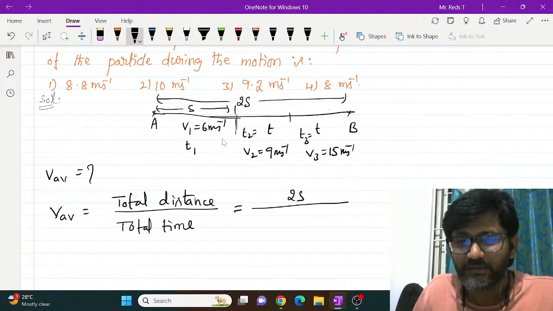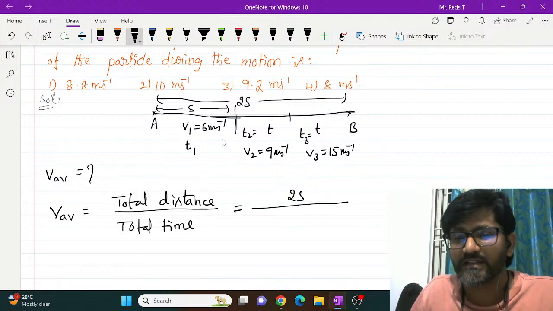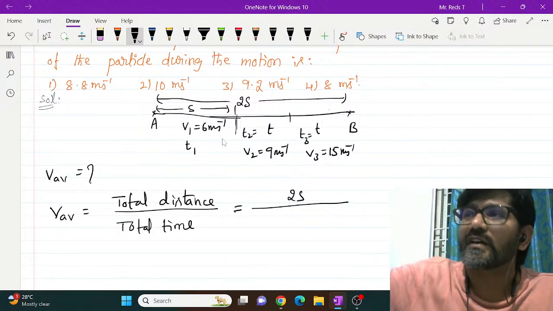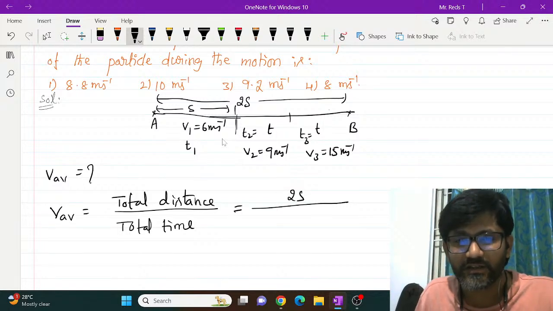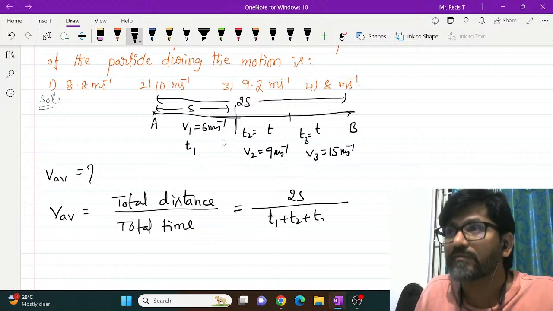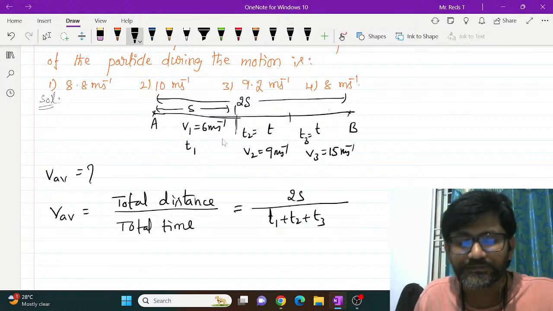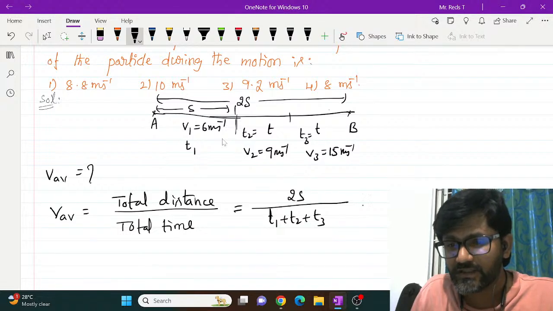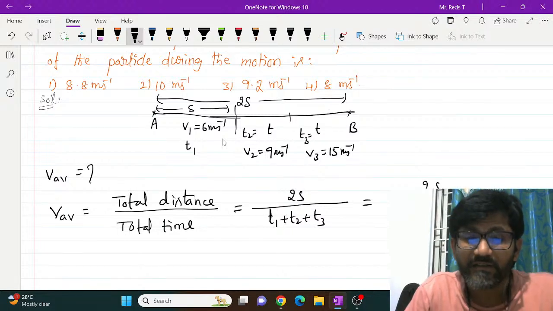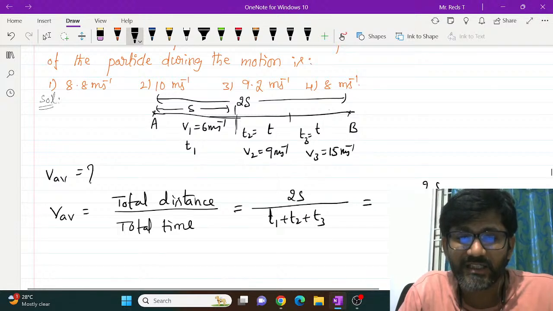So let us take in terms of time intervals. T1, the first half it has traveled for T1 time. Next half distance it has taken in two equal intervals, that is T2 and T3, T plus T you can take. So we can take it as T1 plus T2 plus T3. Now T2 equal to T3 equal to T. So you can also write it as 2s by T1 plus 2T. Right. But here T values are not given numerical values.